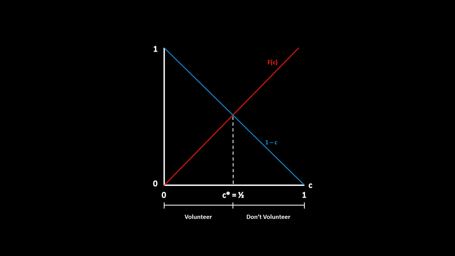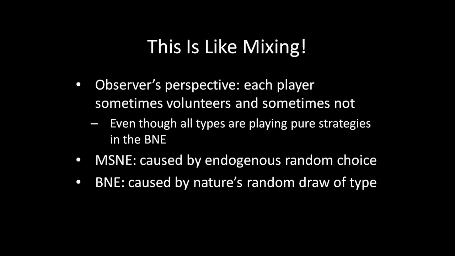But before I get to that, I want to make one brief point about what this is functionally looking like. This is essentially mixing. If we're an observer, not someone who's actually in the game playing the game, we don't see any of our types. We're just observing the game being played. Each player is sometimes volunteering and sometimes not volunteering. And that's despite the fact that all types are playing pure strategies in the Bayesian Nash equilibrium.